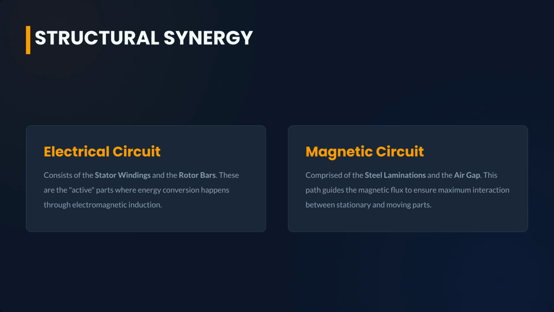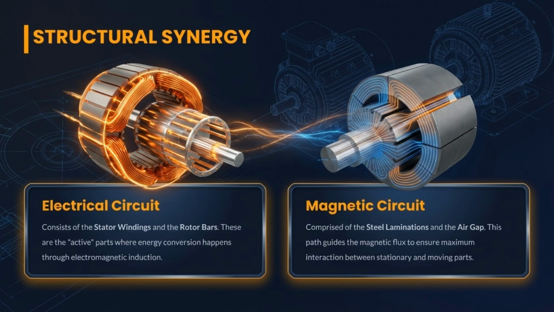The structural synergy relies on the electrical circuit, consisting of stator windings and rotor bars, where energy conversion occurs. The magnetic circuit, made of steel laminations and the air gap, guides the magnetic flux. These two circuits work in harmony. The electrical circuit drives the conversion, while the magnetic circuit ensures efficient energy transfer.